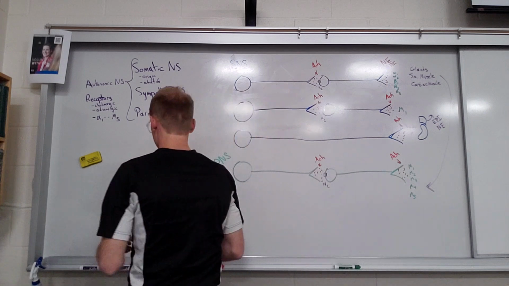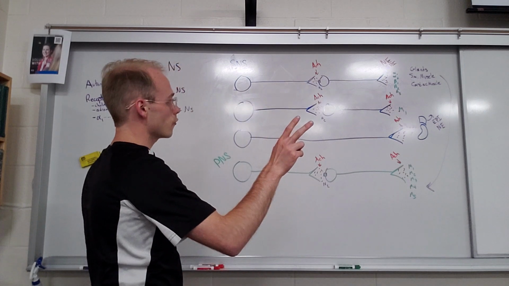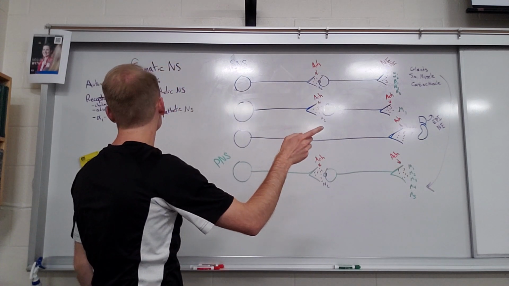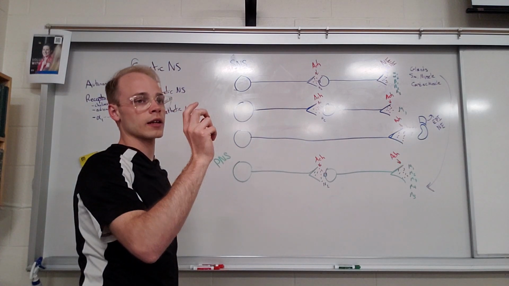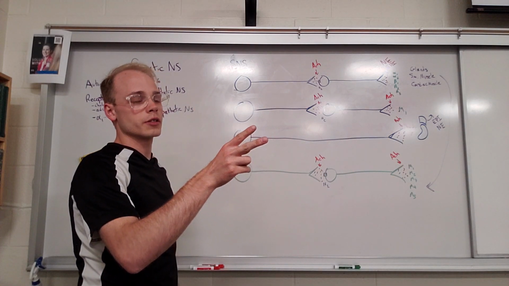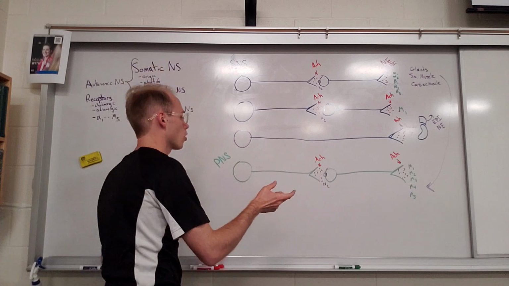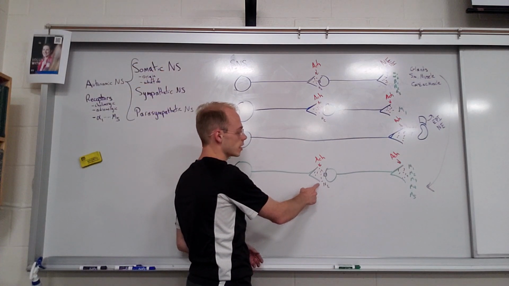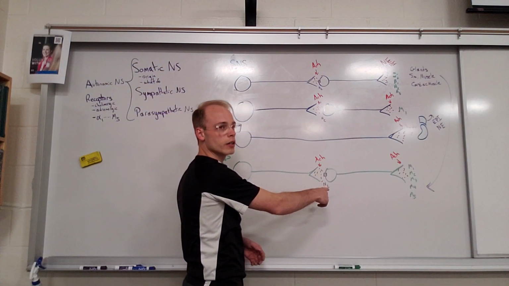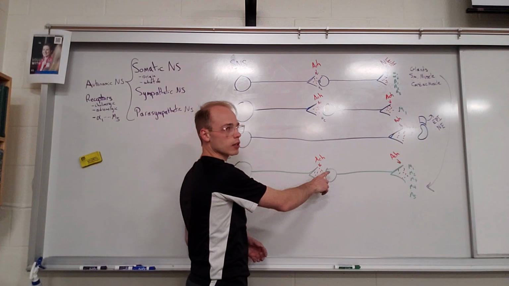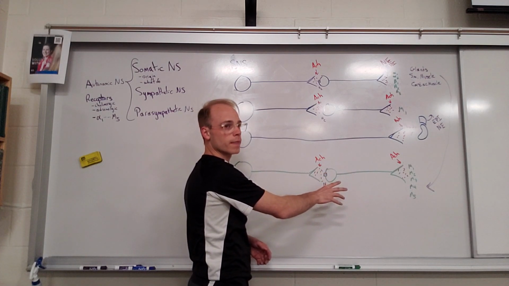Okay, so the different kinds of receptors that we have. So we have cholinergic and adrenergic. So that's a really fancy way of saying cholinergic are the ones that acetylcholine would bind to, AC. So if AC would bind to it, it's a cholinergic receptor.